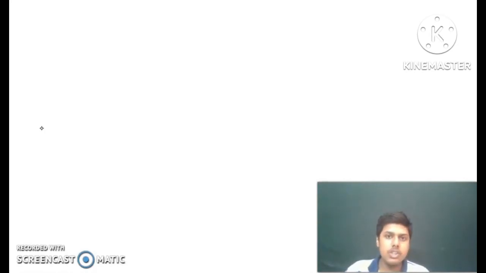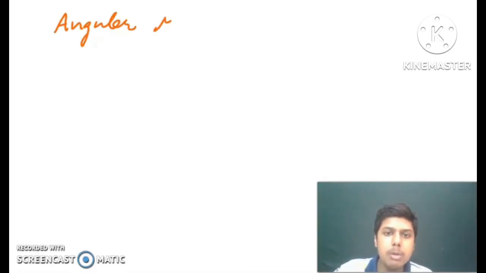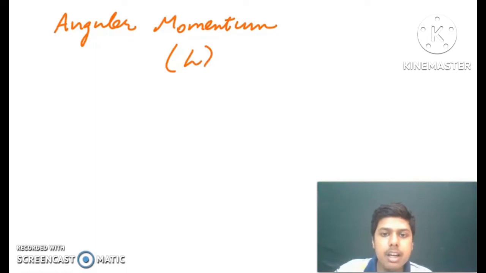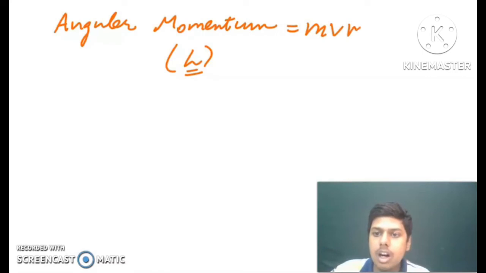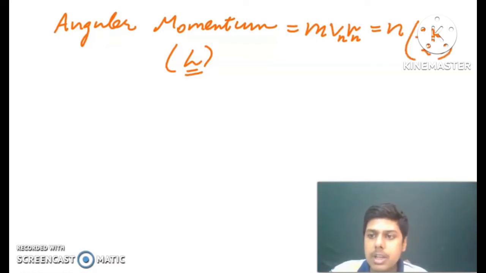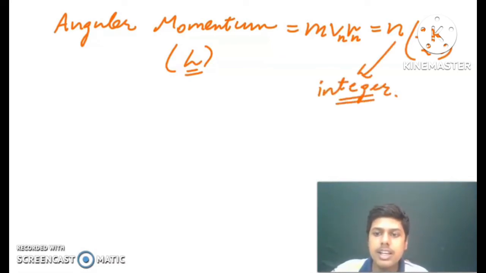That means n is any integer, right? Like we can say angular momentum, that is also represented by capital L. This can be written as mvr. Now I'm writing v and rn because the velocity of the nth orbit and the radius of the nth orbit will be equivalent to nh upon 2 pi, an integral multiple of h upon 2 pi. That means this n is an integer. This can have any value, right? This is the angular momentum, which is quantized.